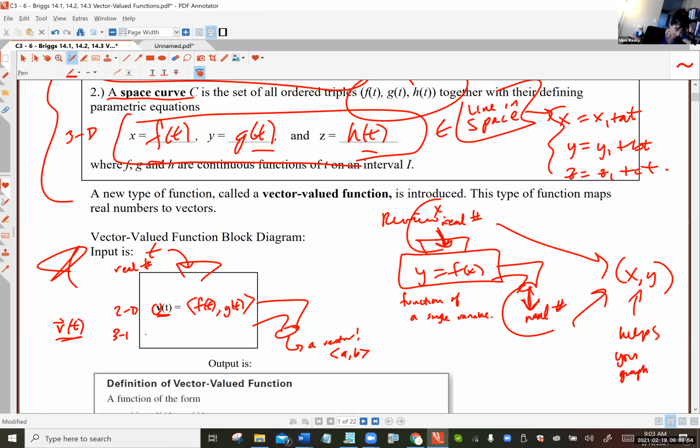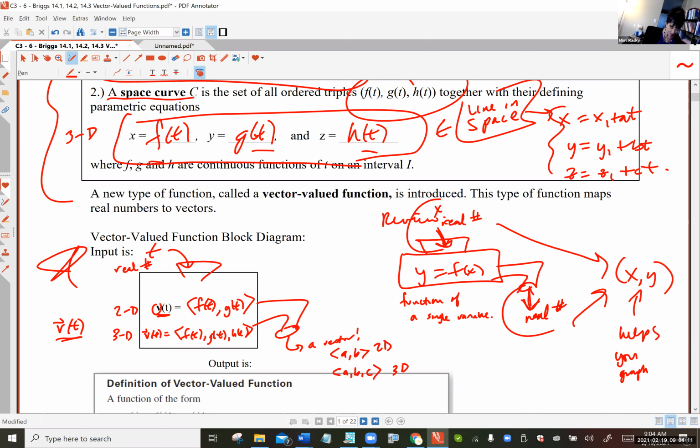There is a 3D version also. If I put that here, you're just going to jack it up with an extra dimension. So you'd have f of t, g of t, h of t. And then the vector that you would output would be a 3-dimensional vector.